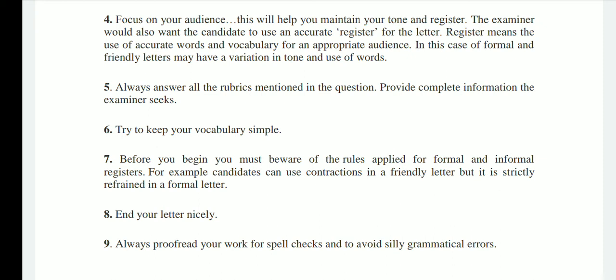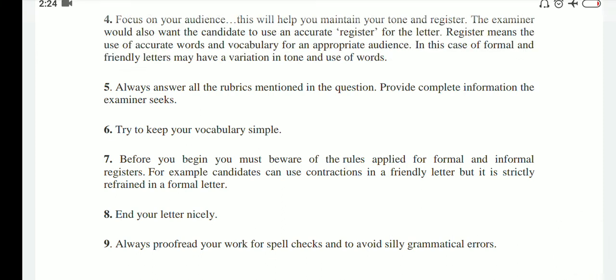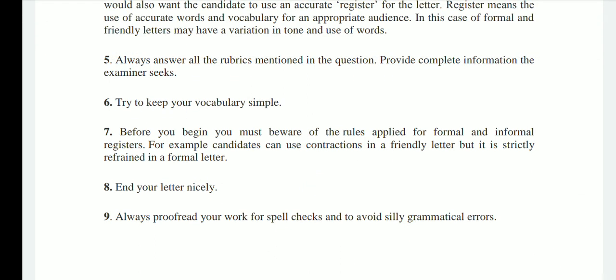And for example, just one example is given, that in formal writing we do not use contractions. What are contractions? Can't, shouldn't, haven't, hasn't, weren't, wasn't. These are the contractions, the contracted forms. Can't is the contracted form of cannot. Shouldn't is the contracted form of should not. So in informal letters you can use contractions, but in formal letters you cannot use contractions. End your letter nicely, include the complimentary clause, yours faithfully, yours sincerely according to the salutation, and proofread your work.